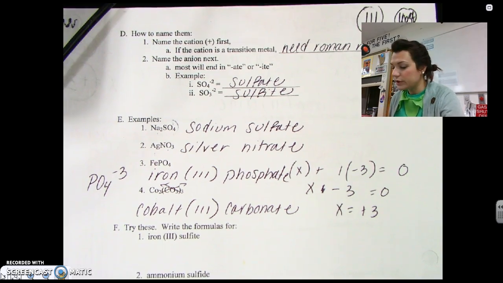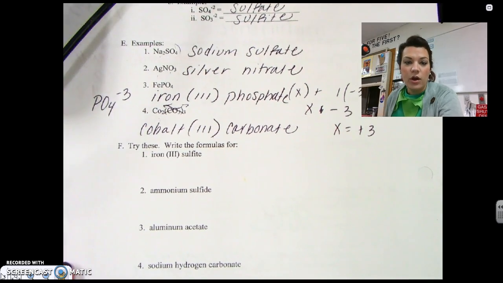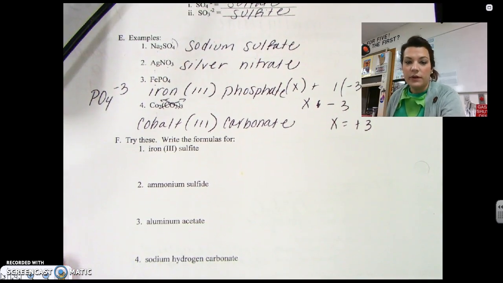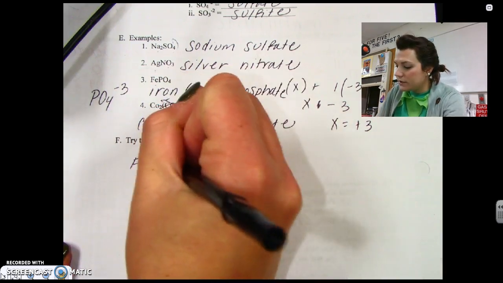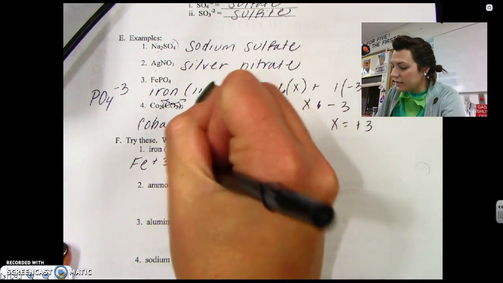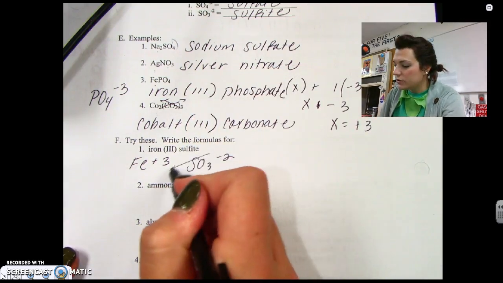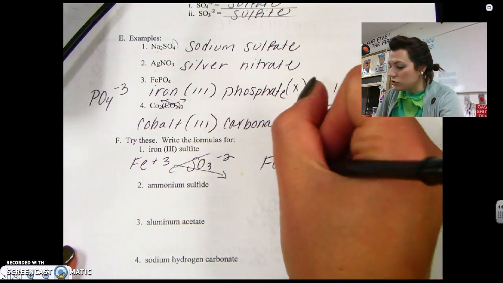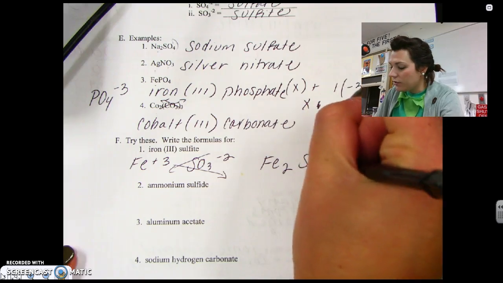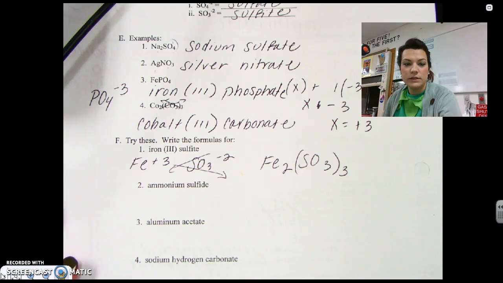Okay, let's do a few more examples since I have some time here, and then I'll let you practice on your own. All right, so let's write the formulas for iron 3 sulfite. Okay, so iron is plus 3. Sulfite is SO3 minus 2. Charges don't cancel, so I have to crisscross. So this will be Fe2(SO3)3, and I need to make sure that I'm putting that 3 in parentheses.